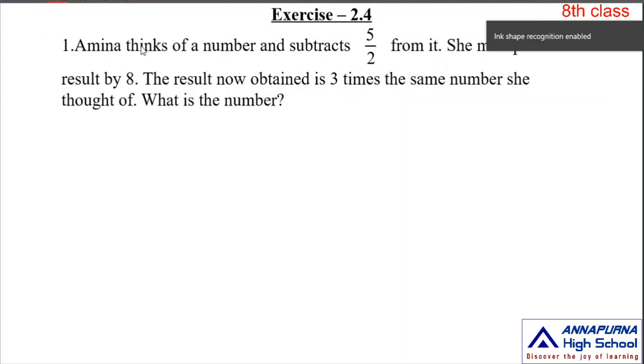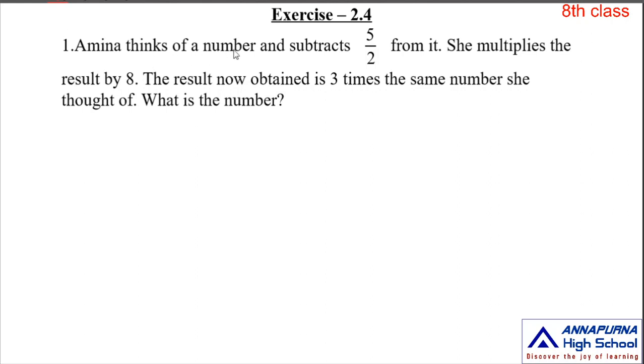So here the first question is, Amina thinks of a number and subtracts 5 by 2 from it. She multiplies the result by 8. The result now obtained is 3 times the same number she thought of. What is the number? Observe the situation carefully.